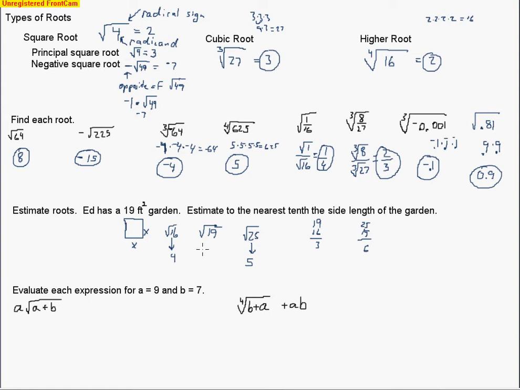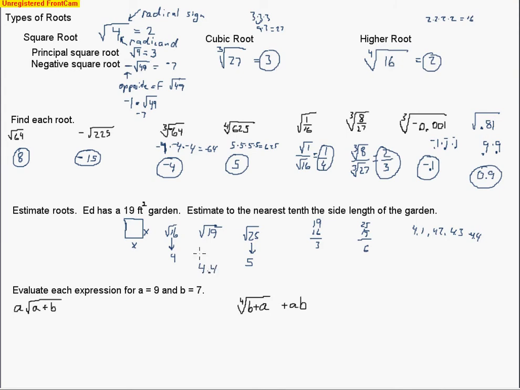So I'm going to try numbers like 4.1, 4.2, 4.3, those types of numbers, or maybe even 4.4. And since it's pretty close to 4, I would probably go with either a 4.3 or 4.4. I'm going to try 4.4. But let's go ahead and just see what that ends up being.